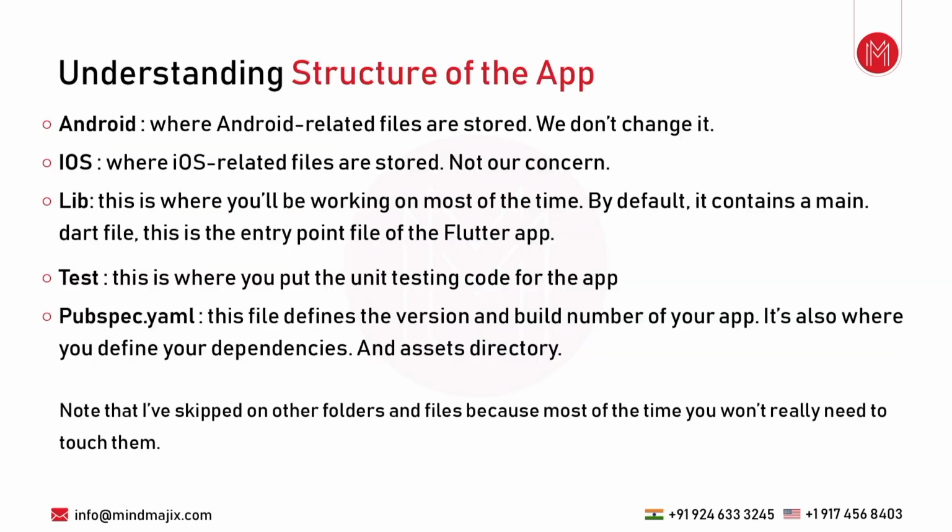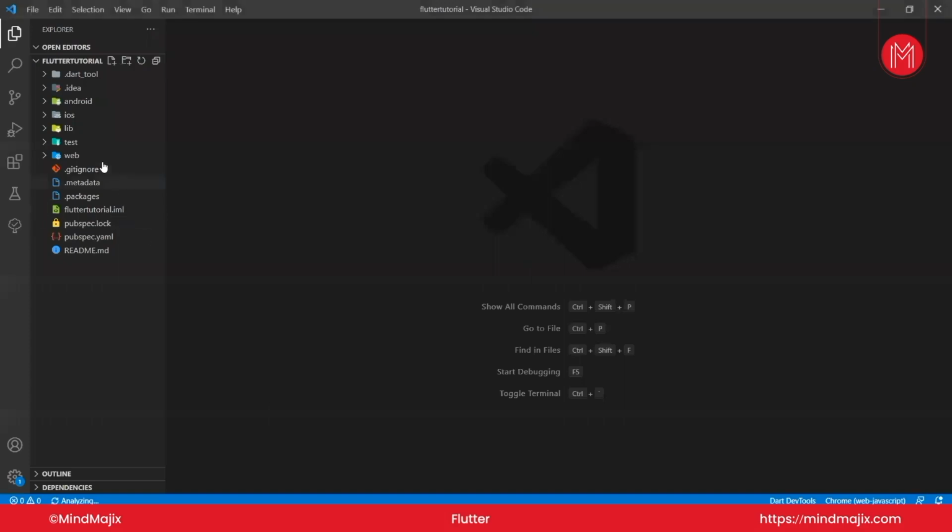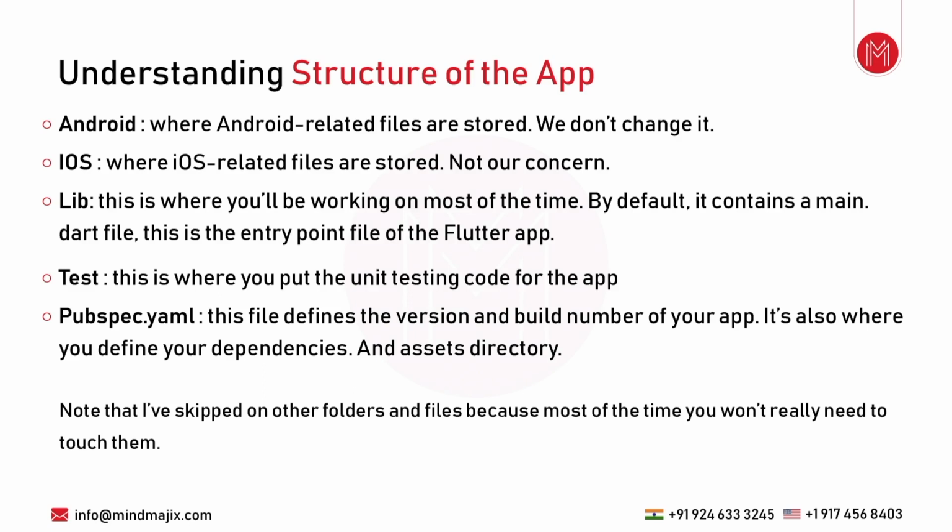There are different folders, that is android, ios, lib, test, pubspec.yaml, then web. There are a lot of folders and other files. We just have to remember that the android folder is where Android related files are stored. We don't change it a lot. We will just use it for some things like what will be the icon of your application on Android devices, what will be the name of the application, or very few things specific to Android or plugins, but not the whole course. Same with the ios folder.